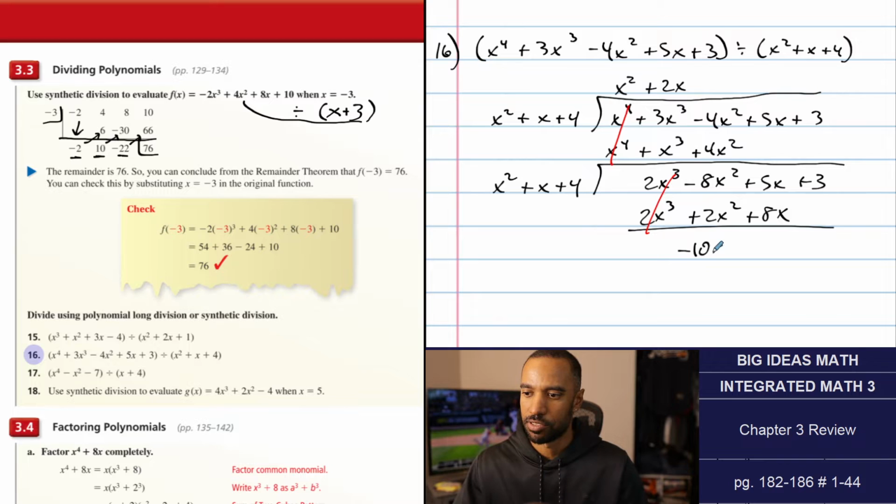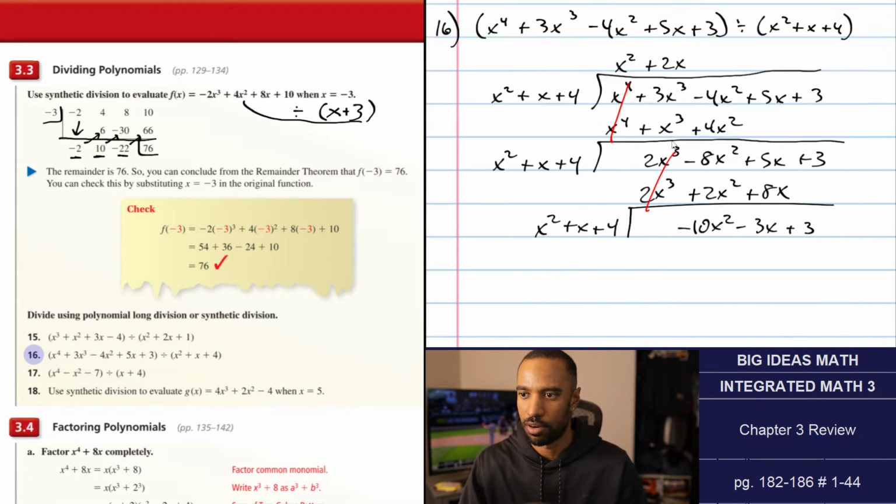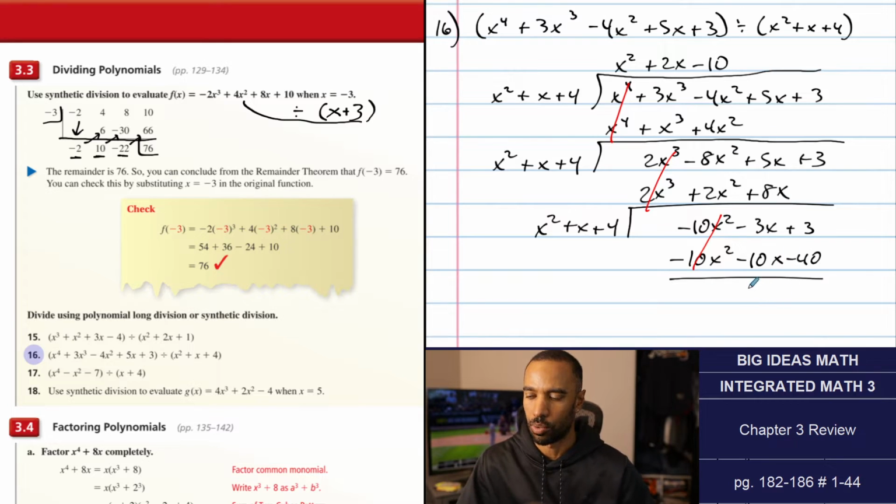And we get negative 10x squared and negative 3x. And the last one that we're going to be able to do before we hit remainder status, unless this doesn't have a remainder, you never know. X squared goes into negative 10x squared negative 10 times. And so now we'll have negative 10x squared minus 10x minus 40. Total remainder status. Absolutely. They don't often do ones that don't have remainders on these.